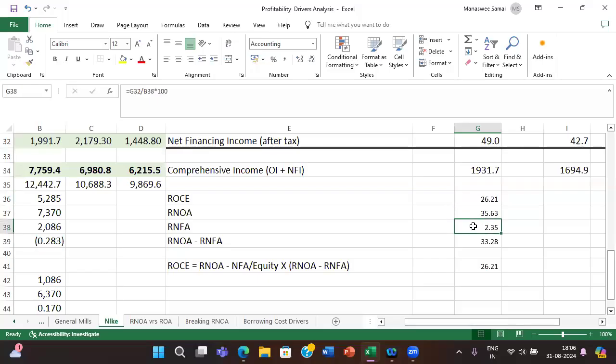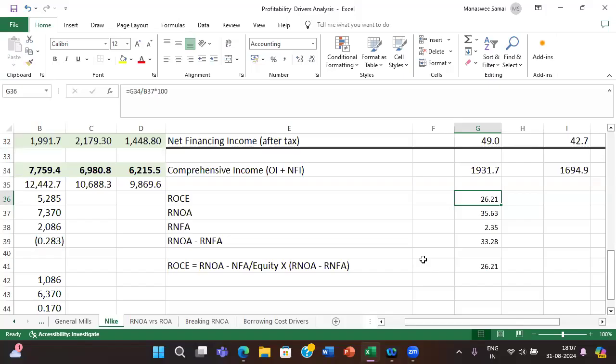RNOA, and RNFA. You just need to observe that this RNOA 35.63% translated to final return for the shareholders, which is much less. So roughly you have knocked out maybe 9.4% out of RNOA when it comes to the rate of return for equity shareholders. Because of what? Because of these useless assets. I call it as useless asset from shareholders' perspective, right?